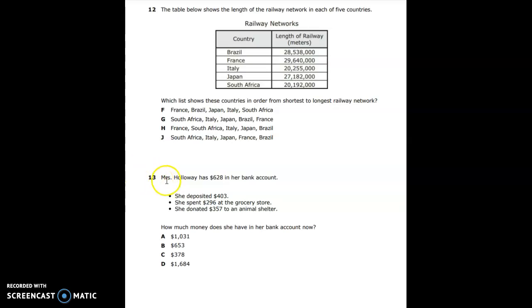Number 13. Miss Holloway has $628 in her bank account. She deposited or put in $403. She spent $296 at the grocery store. She donated or gave away $357 to an animal shelter. How much money does she have in her bank account now? A. 1,031. B. 653. C. 378. Or D. 1,684.